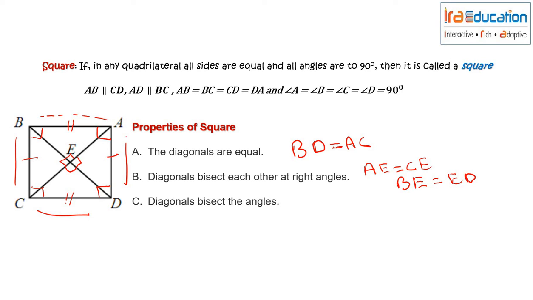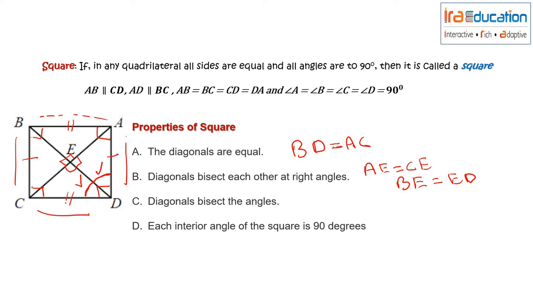Now, diagonals bisect the angles. This is the third property. In this case I have a diagonal. As we discussed, we have two diagonals. Diagonal 1 is AC and diagonal 2 is BD. If I look at this diagonal BD, it is cutting this angle, that is angle ADC, into two equal parts, that is this angle will be equal to this angle.